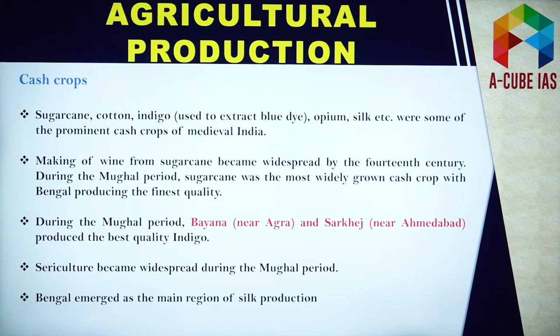Now let's try to know the cash crops in those times. So sugarcane, cotton, indigo, opium, etc. were some of the most prominent cash crops of medieval India. So making of wine from sugarcane became widespread by the 14th century. So during the Mughal period, sugarcane was the most widely grown cash crop, with Bengal producing the finest quality.